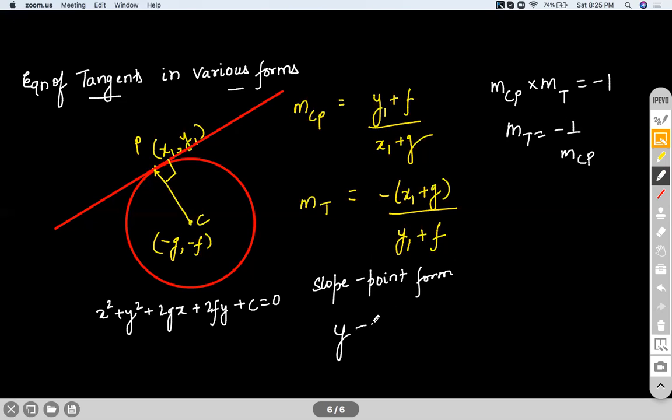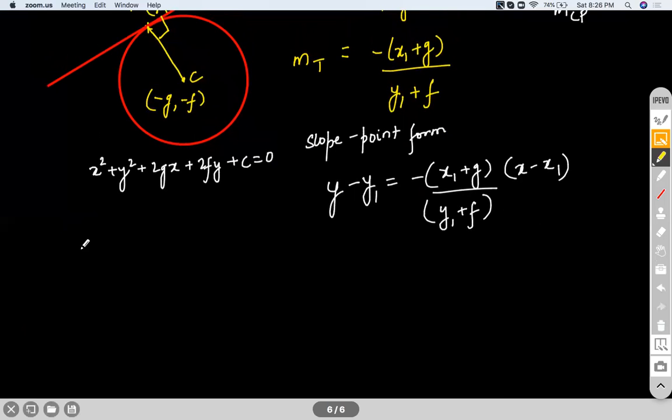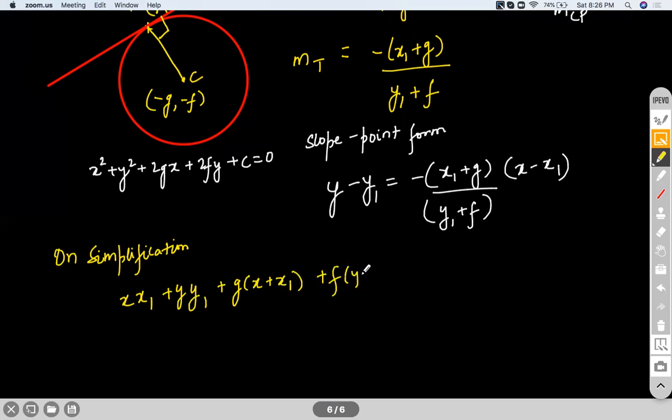Y minus y1 is equal to minus... Now, if you simplify this, I'm saving your time of simplification. On simplification, this becomes x(x1) plus y(y1) plus g(x plus x1) plus f(y plus y1) plus c equal to 0. This becomes your equation of the tangent.